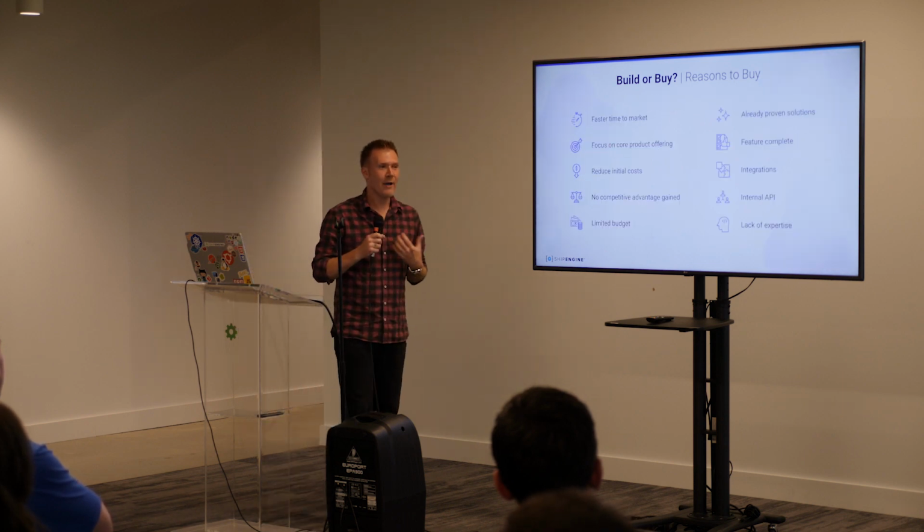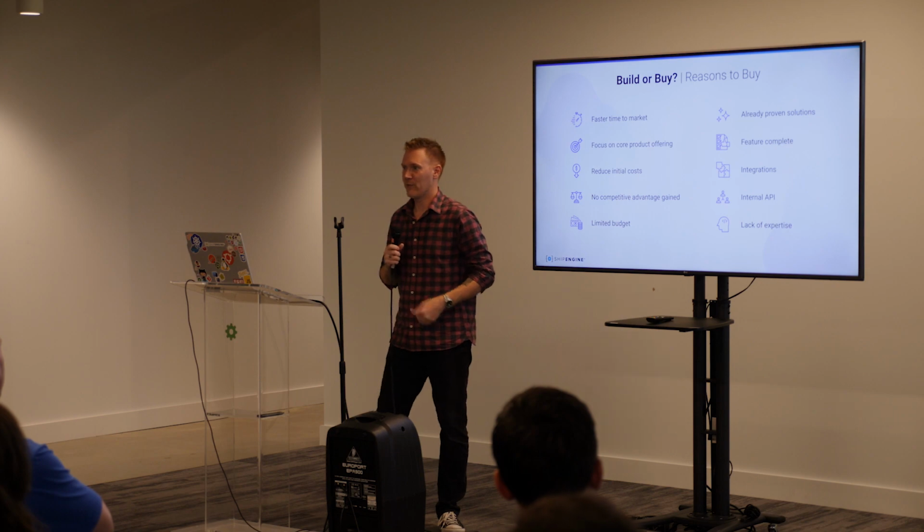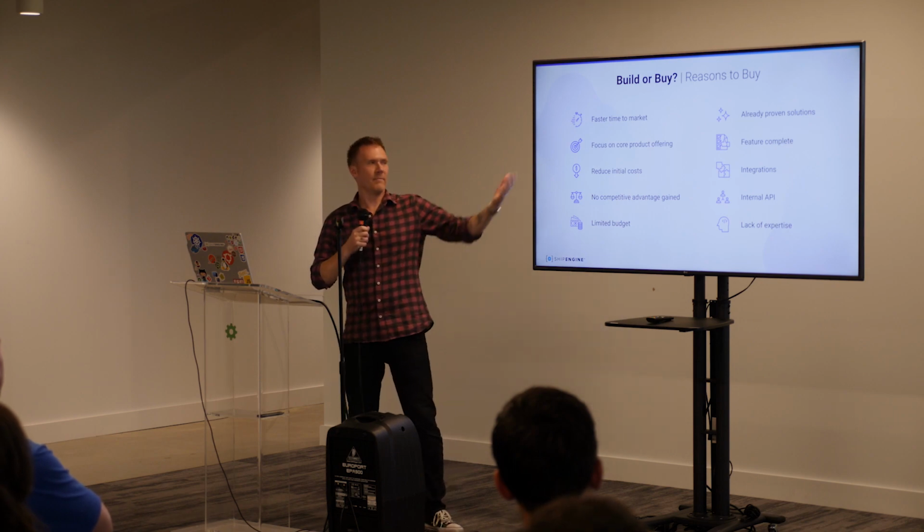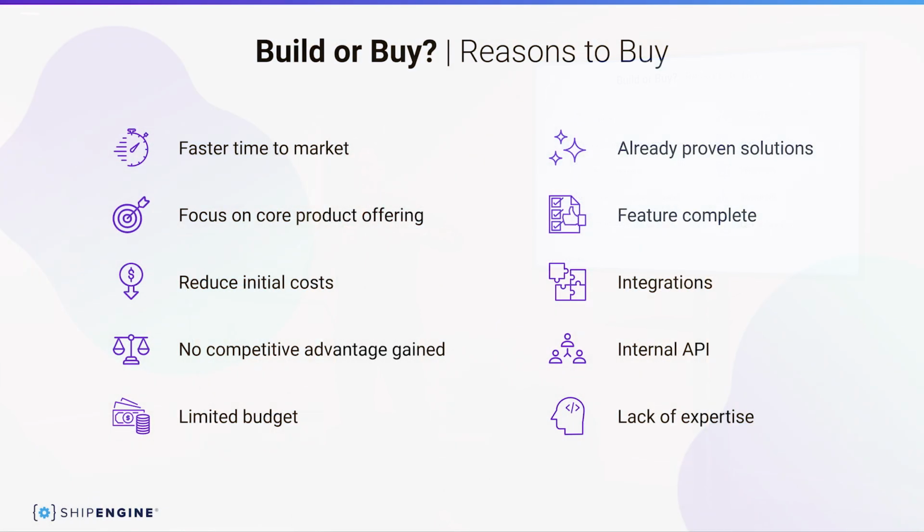So reasons to buy. Why would you choose to buy an off-the-shelf product rather than building your own? The obvious one is faster time to market. Obviously, building it yourself is going to take a lot of time. If you want to get something out the door quickly, you just buy something off the shelf. If you're still building your product, you actually haven't gone to market yet, or you're a brand new product, it makes no sense to spend time focusing on your documentation. You need to focus on your core product offering.